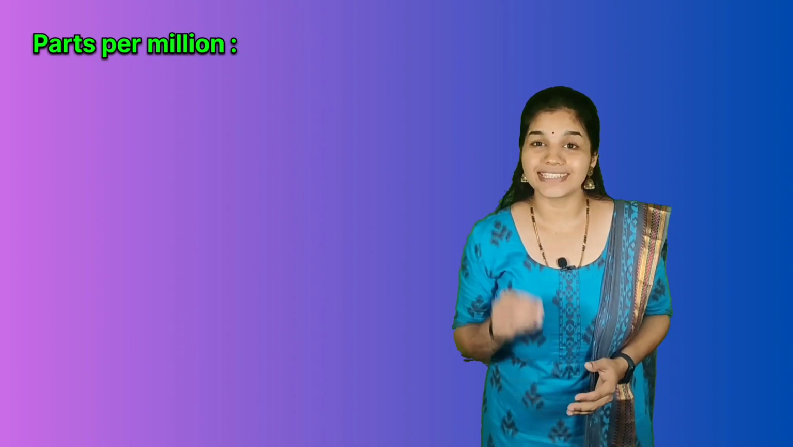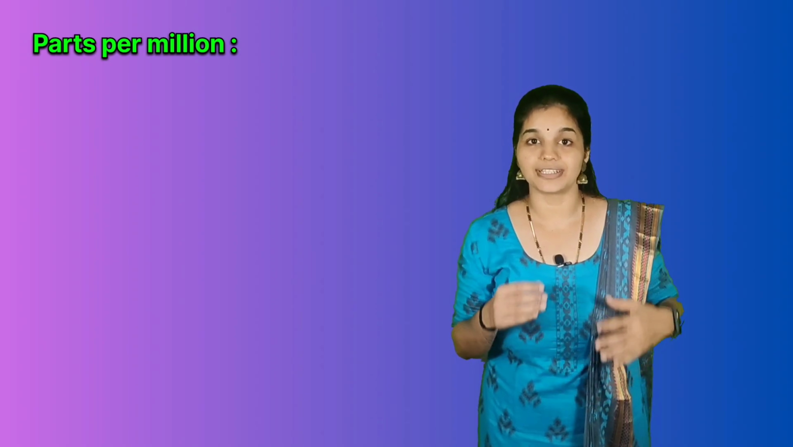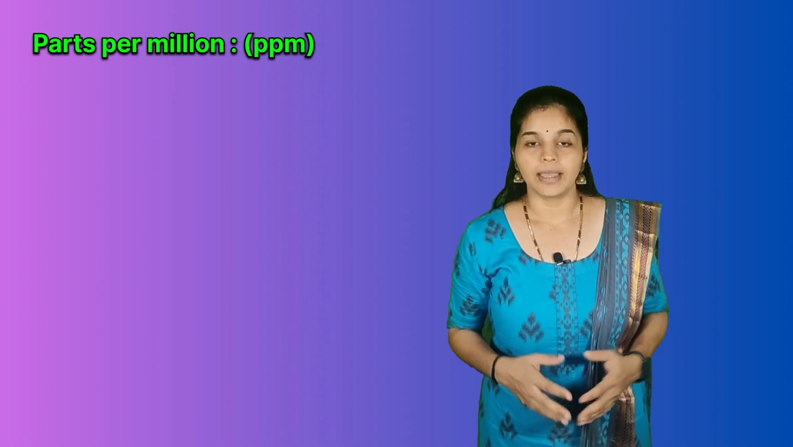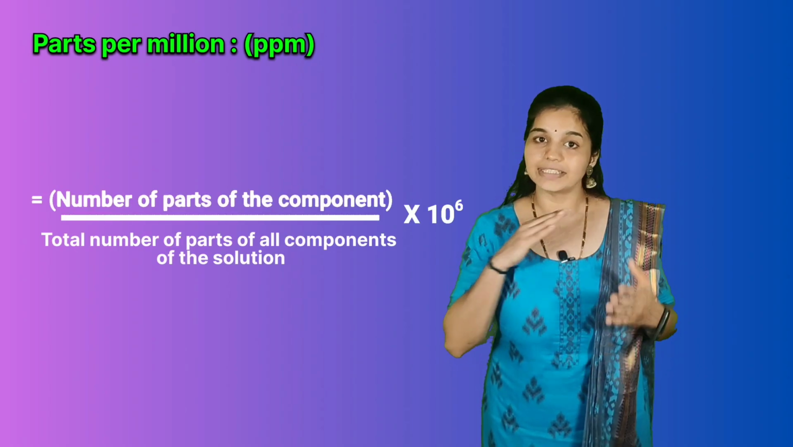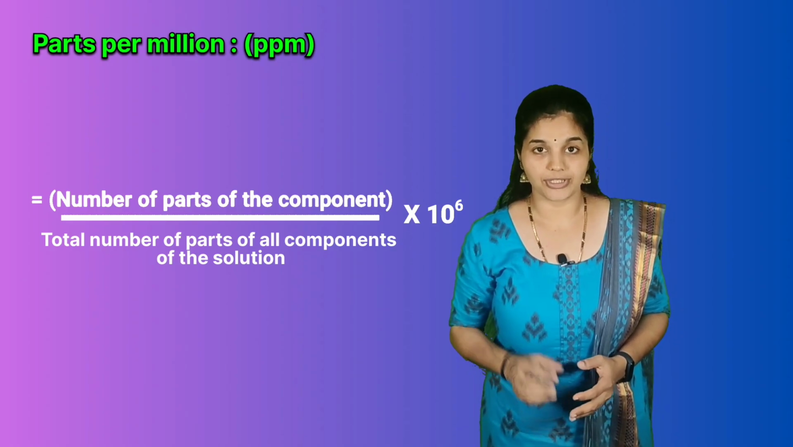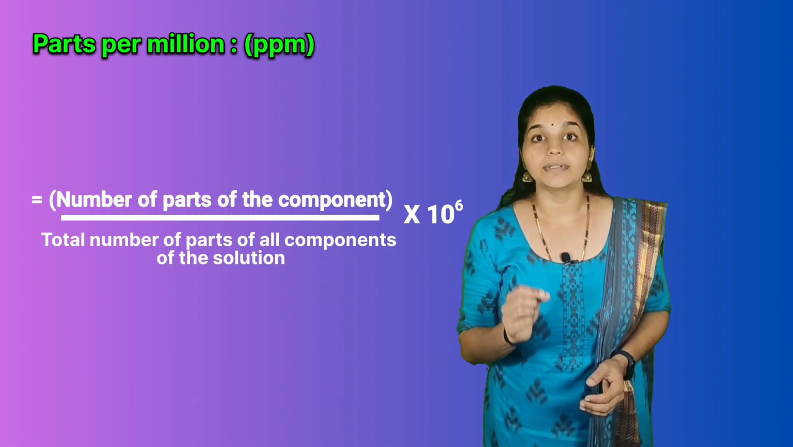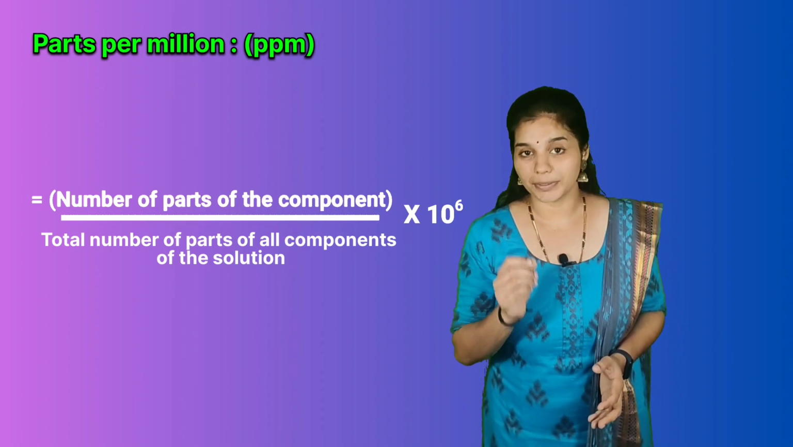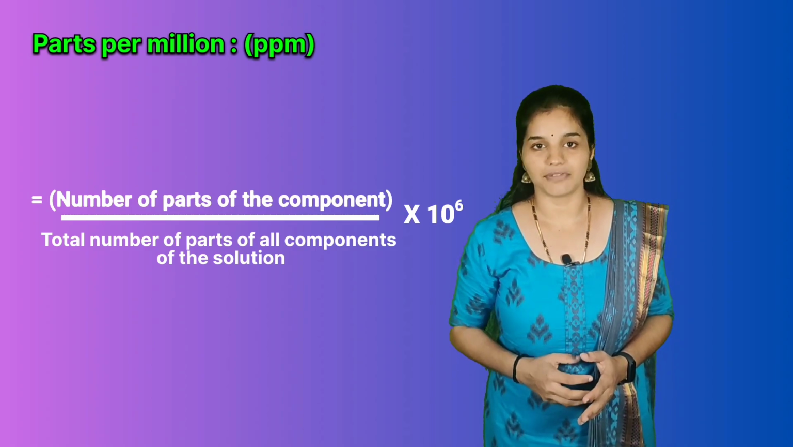When a solute is present in trace quantity or in minute quantities, we represent concentration in parts per million. It's written as ppm. Parts per million is equal to number of parts of the component divided by total number of parts of all components in the solution into 10 to the power 6. When we speak about percentage, we multiply it by 100. And when we speak about ppm, we multiply by 1 million, that is 10 to the power 6.